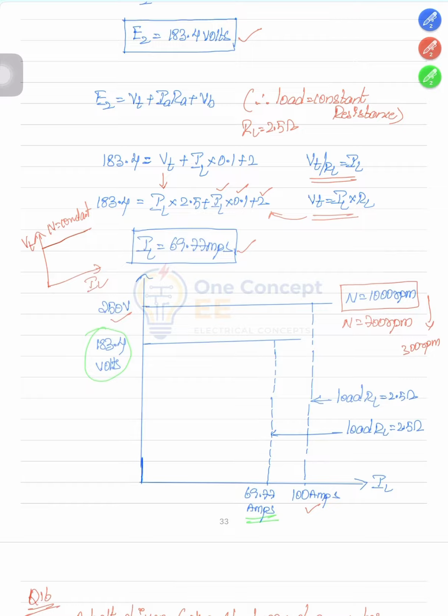Here in this particular graph, I am neglecting the IaRa drop. If the IaRa drop is also included, the terminal voltage will drop like this in both the cases.